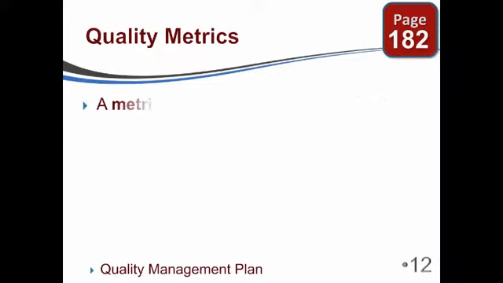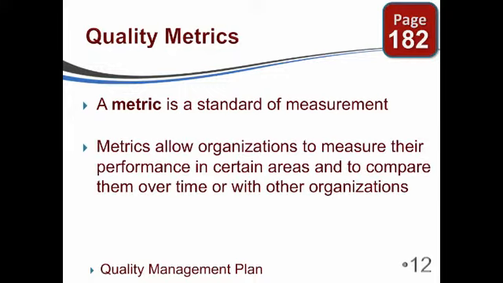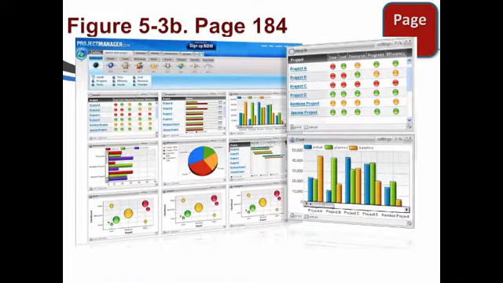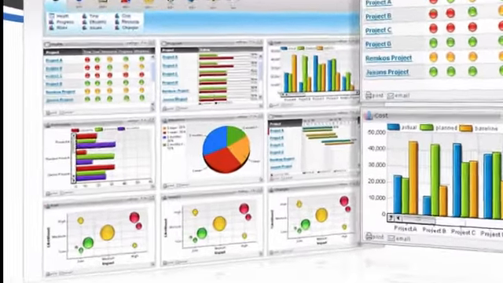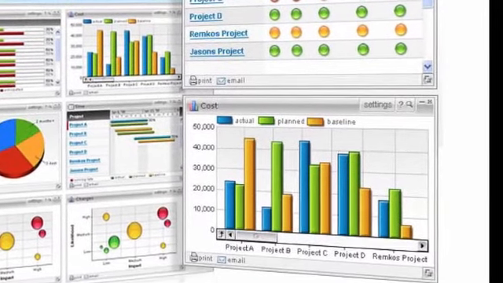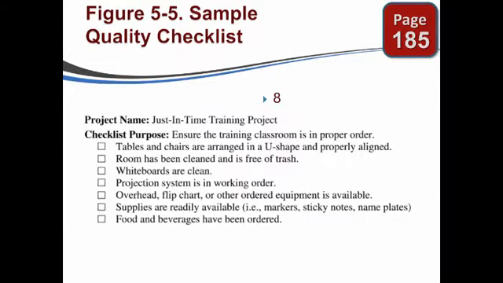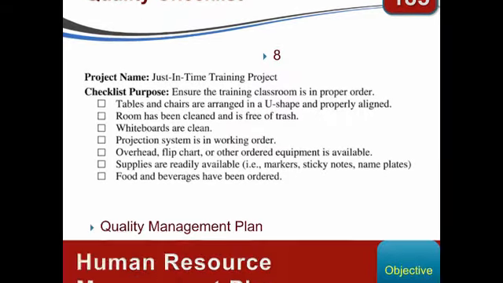A metric is a standard of measure. In other words, it's one of those things that we have to be able to quantify. Metrics allow organizations to measure their performance in certain areas and to compare them over time with other organizations or other projects. One of the other things that is nice about this is the use of the web and the dashboard system. This gives you a quality metric measurement at a glance. Here's a sample checklist from page 185 of your book.